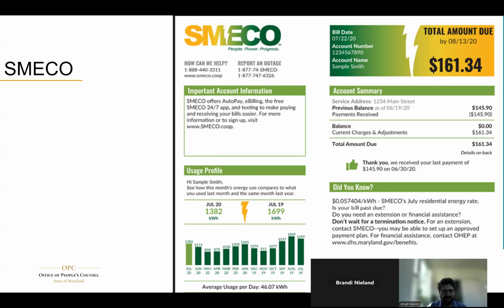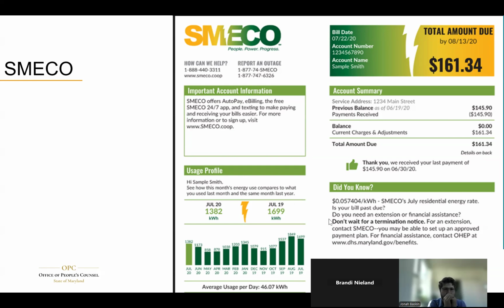Now, if they come out and they don't find anything wrong and you still disagree, you can file a complaint with the Public Service Commission, and the information on where to file a complaint is later in this presentation. But you can request something called a meter referee test for, I think, under $20. So a third party will come out and independently check your meter to make sure it's running right and give you a printed report, as well as SMECO a printed report.